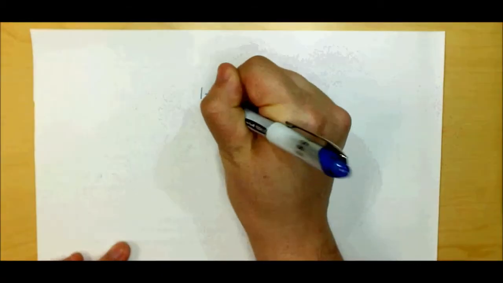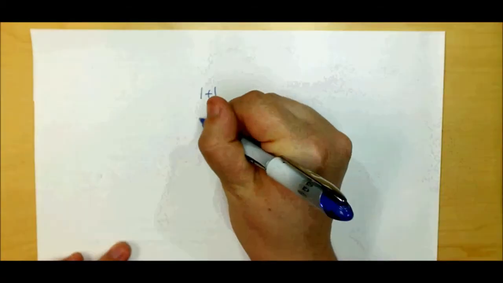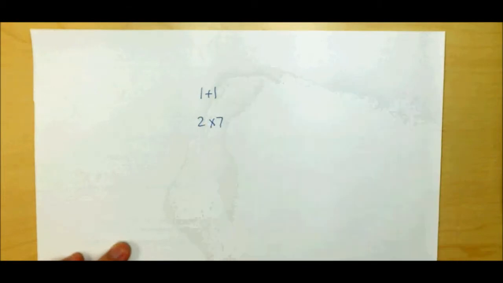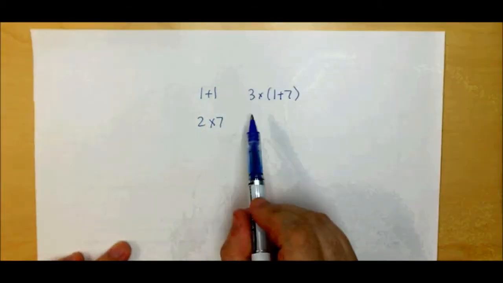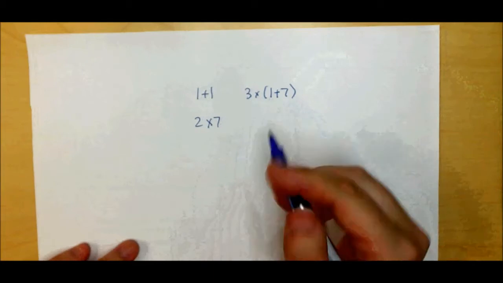So I'm going to talk about mathematical expressions today. An example of a mathematical expression is just numbers and operations and no equal signs. For example, 1 plus 1 is a mathematical expression. 2 times 7 is a mathematical expression. 3 times 1 plus 7 is a mathematical expression.